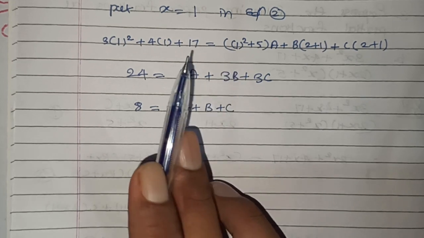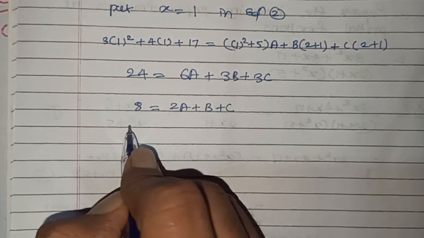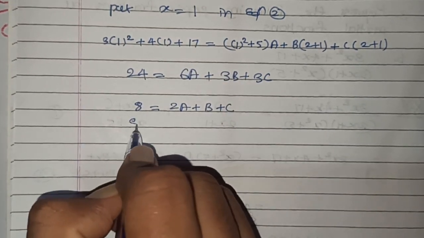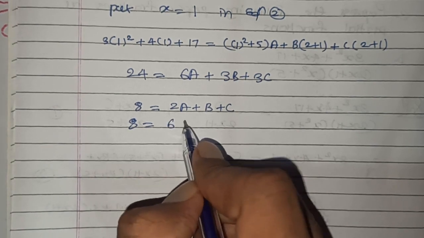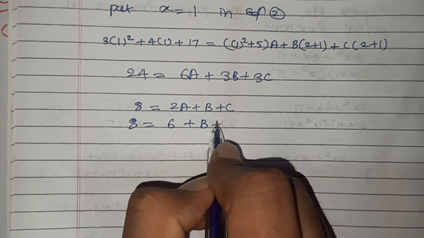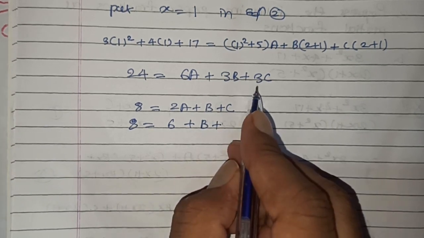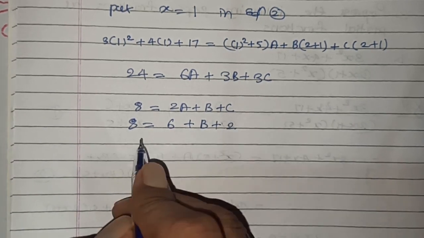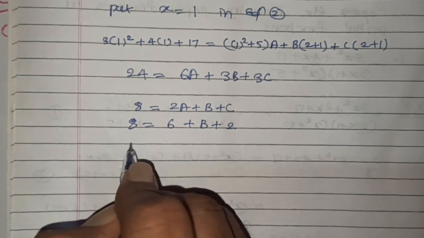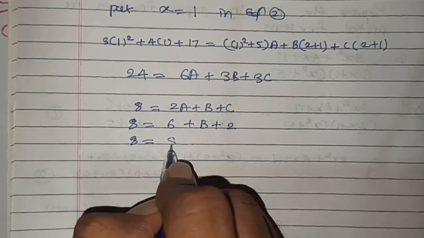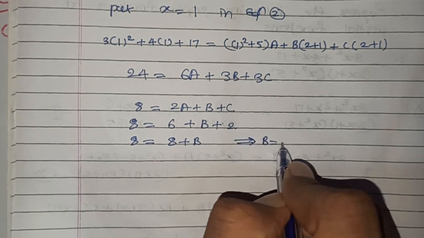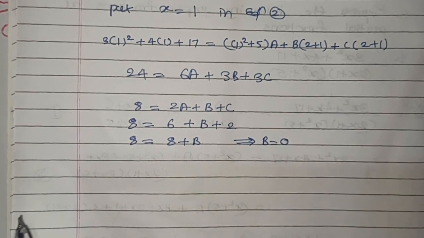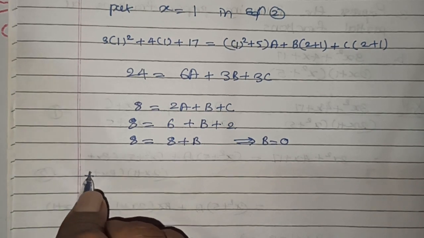We have the value of a and c, put here. So we get 8 equal to 3 into 2, that is 6, because a is 3, plus b plus c as 2, so we get 2. So 6 plus 2, 8. So 8 equal to 8 plus b. This gives b equal to 0. Okay.